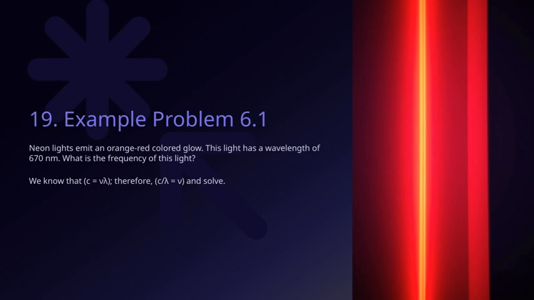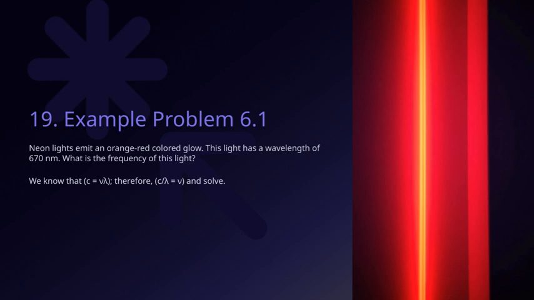In this example, we're looking at neon lights that emit a beautiful orange-red glow. The wavelength of this light is given as 670 nanometers. Our goal is to find its frequency. Remember, since c is the speed of light, which is approximately 3 times 10 to the 8th meters per second, we need to make sure our units are consistent.